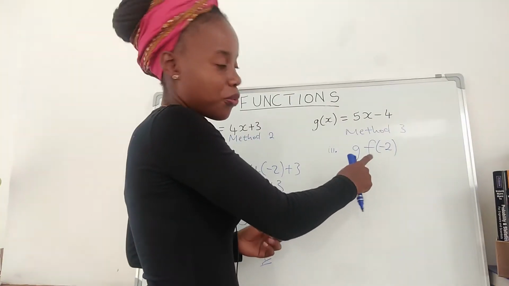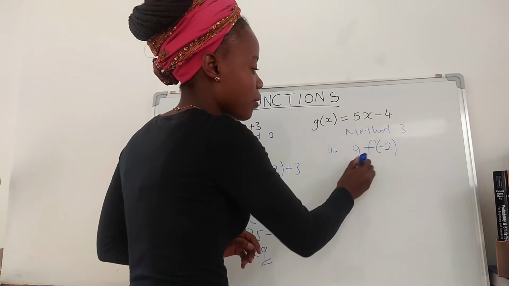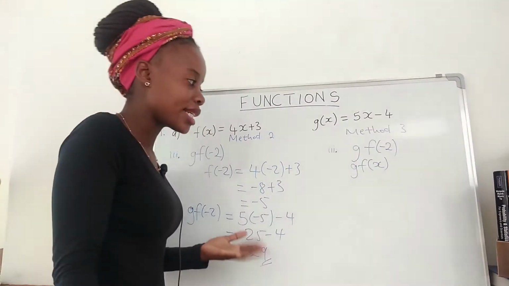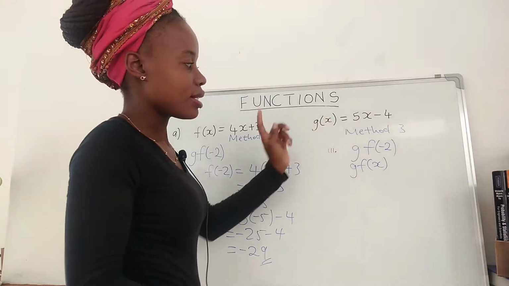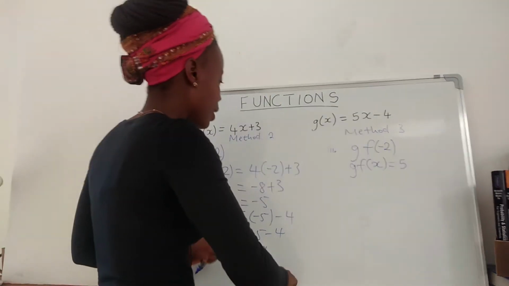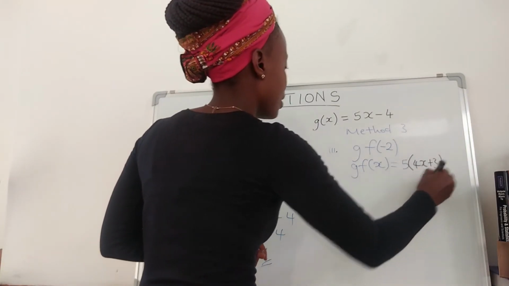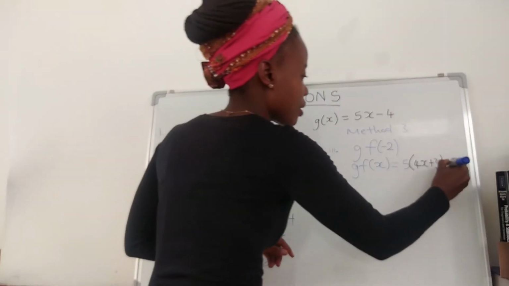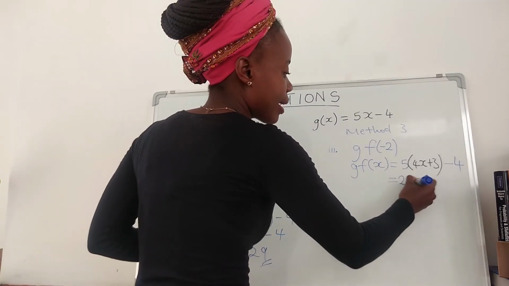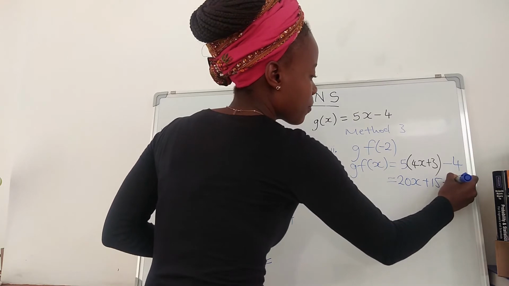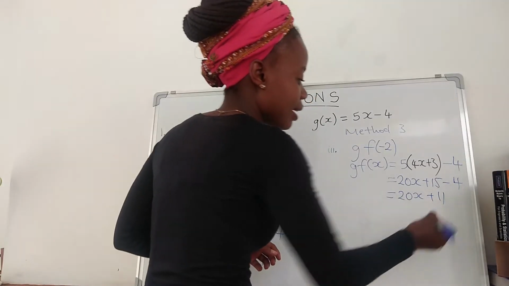Method 3, we have g of f of negative 2, right? So it's easier to find g of f of x first, then substitute negative 2 later. So we know that f of x is supposed to be inside g. So we're going to have 5 and x is 4x plus 3, minus 4, right? We simplify this. This is going to be 20x plus 15 minus 4. Collect like terms. We're going to have 20x plus 11, right?